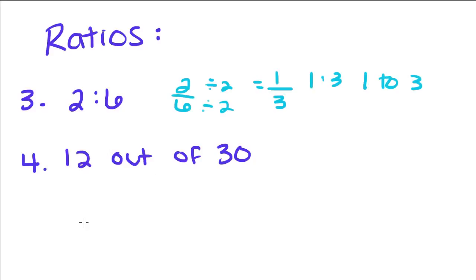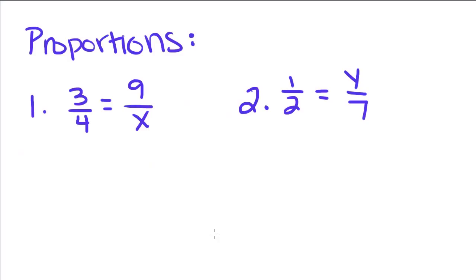12 out of 30. We have 12 over 30. We can divide both of these by 6. 12 divided by 6 is 2. 30 divided by 6 is 5. So we have a 2/5 ratio. So those are ratios. Now we're going to go into proportions.